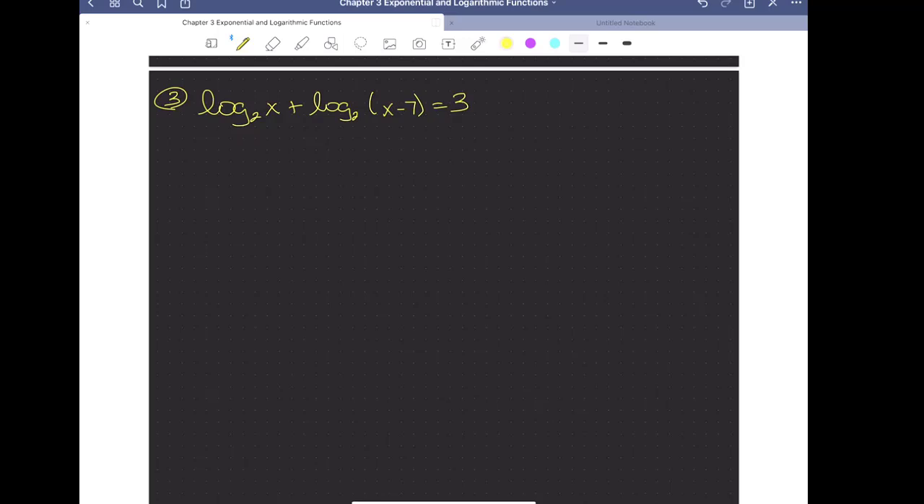Because remember, we want to simplify that log down as much as possible before we try and switch it into an exponential. So I know that I can condense this log. When I have 2 logs that are added together, I can rewrite that using multiplication. So this would be the same thing as log base 2 of, and I'm just going to throw it in brackets to keep it all together, x times x minus 7, and that equals 3.